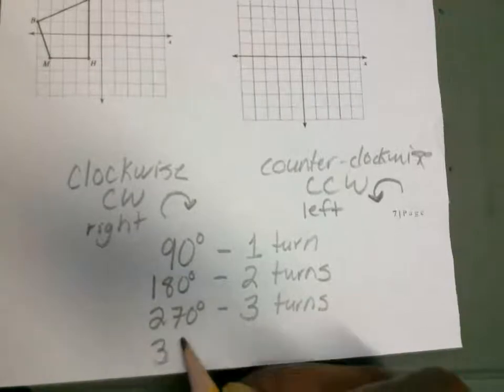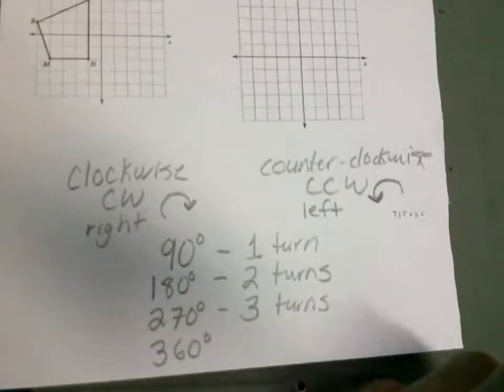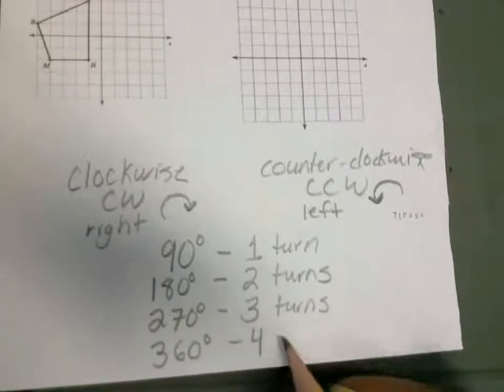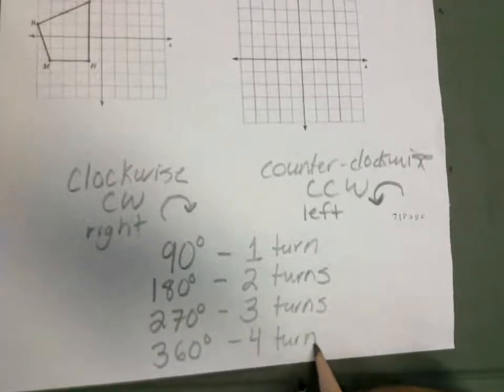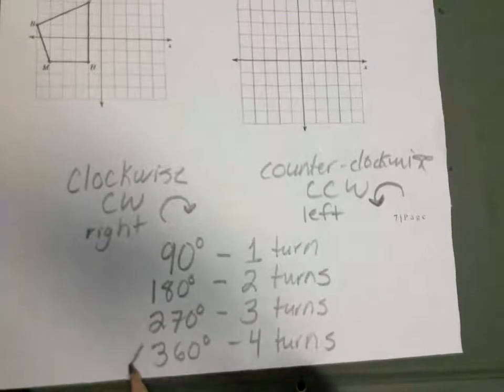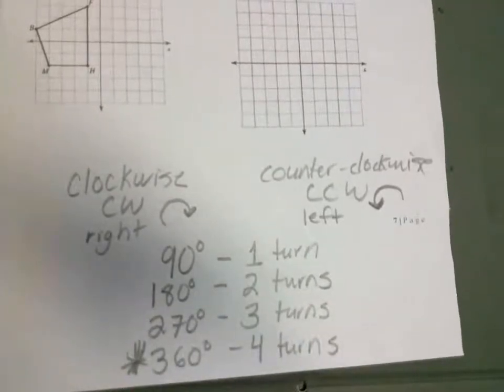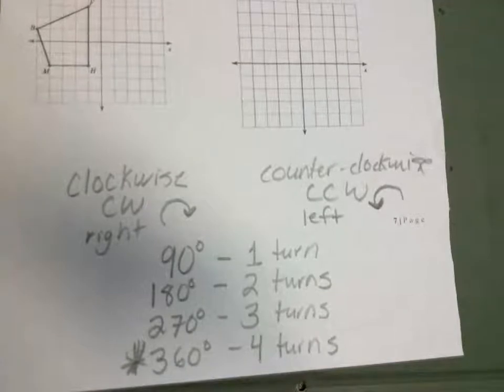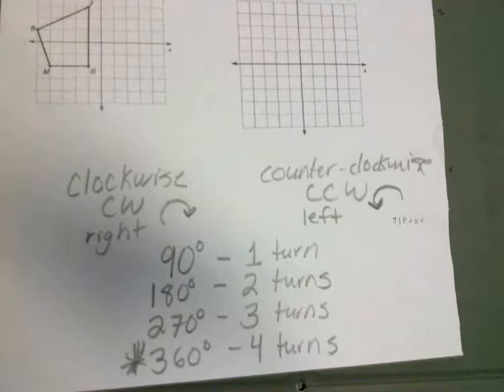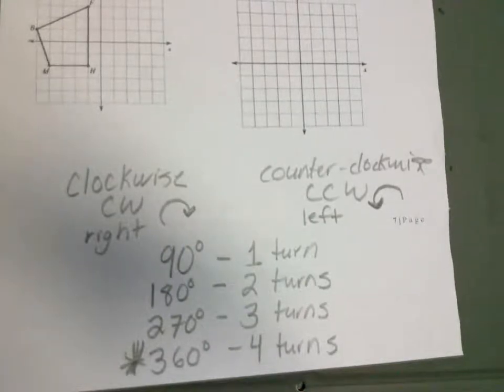And we don't do 360 because it's going to look like it didn't even move, because that's 4 turns, 4 right angles. You're back in the same place that you started. Okay? So you won't see 360 degrees. And about face means you turn completely around and you're back in the same place again. That's a 360 degree turn.